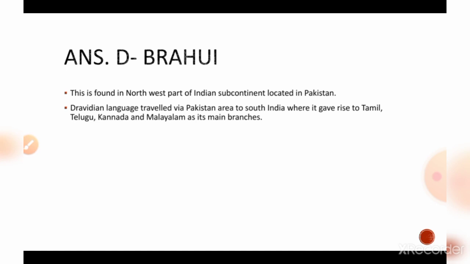This language is found in the northwest part of the Indian subcontinent, located in Pakistan, and the Dravidian language traveled via the Pakistan area to South India, where it gave rise to many other Dravidian languages like Tamil, Telugu, Kannada, and Malayalam as its main branches. So basically, the language originated in the northwestern part of our subcontinent.